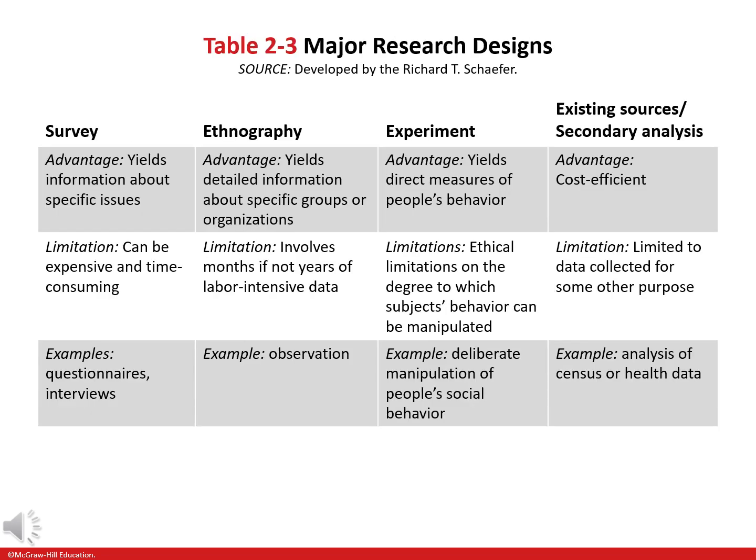So table 2-3 compares the four major research designs that we've discussed. We have surveys, ethnography, experiment, and existing sources or secondary analysis. It gives you the advantages and disadvantages, which would be the limitations of each, and examples of these. So when you're trying to decide what you might want to use, this will be a good table to look at. And once you have an idea, then you can look at each specific slide or go to your book and get more information on it.